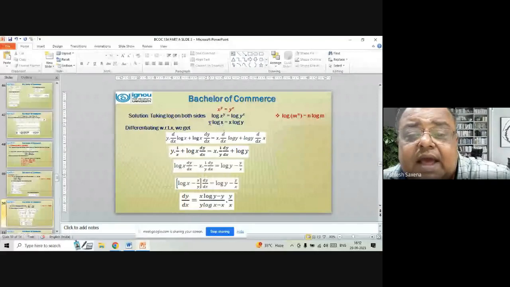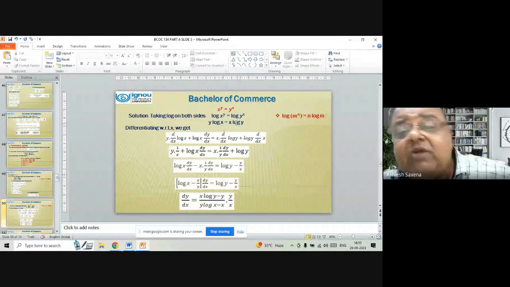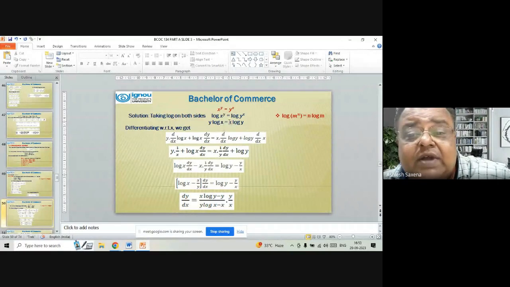You can see that here again there are two functions. The first function is y and the second function is log x. This is on the left hand side. And on the right hand side again, we have two functions, x and log y.